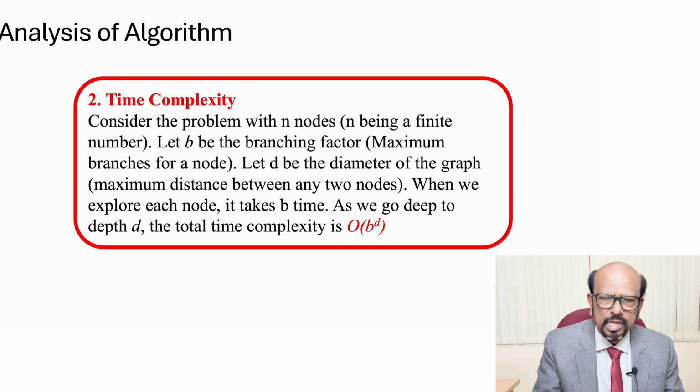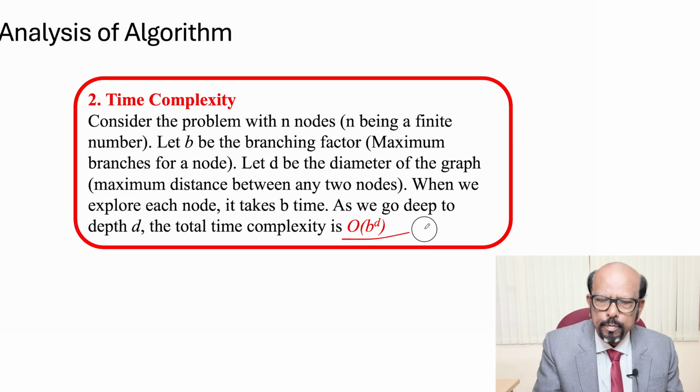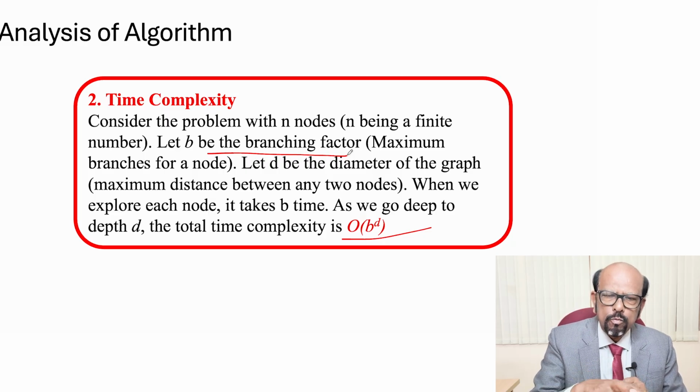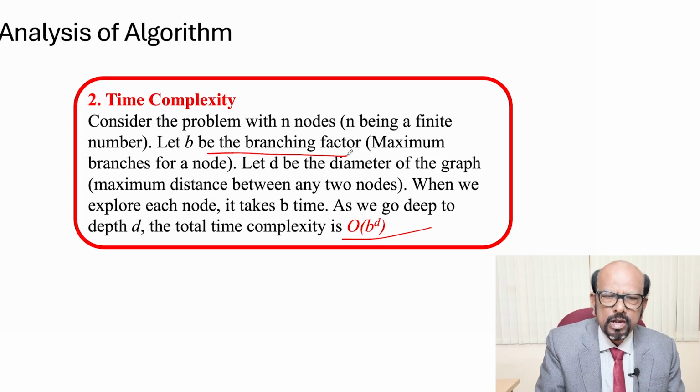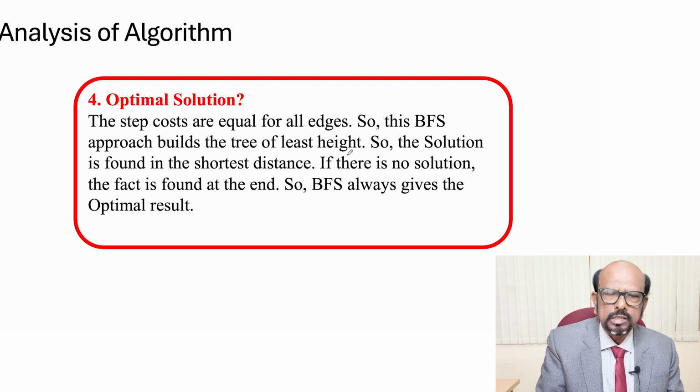The time complexity can be analyzed. The time complexity is order of b power d, where b is the branching factor, number of branches. How many branches? If there are 5 branches, we will have to go through all the 5, and d is the longest distance. So order of b power d is the time complexity, and the space complexity is order of b power d, and it gives the optimal solution.